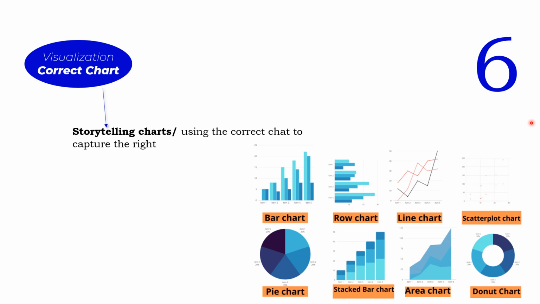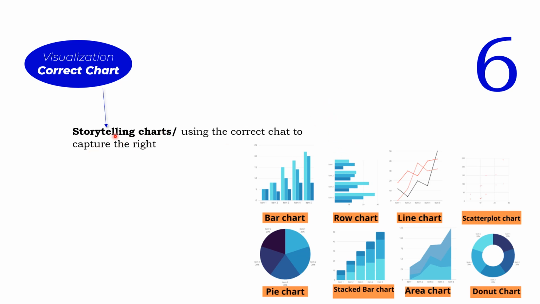Okay, so the sixth one is visualization, correct chart. It's important that you understand that charts are very important, right? When it has to do with continuous variable, numbers, numerical data, find out that histogram is very good, right, to present your data.